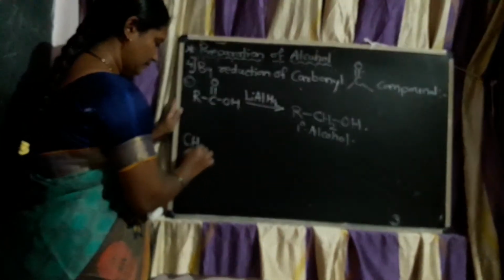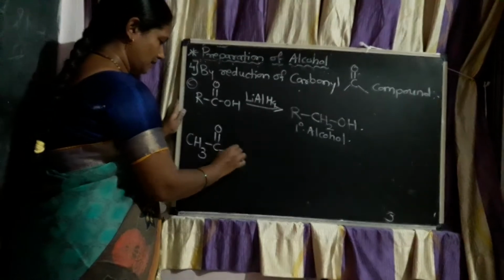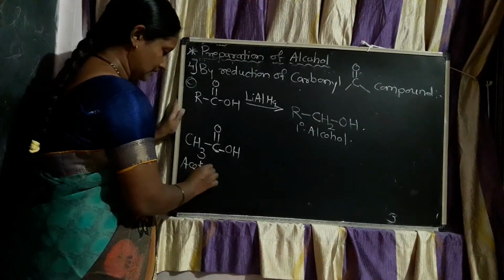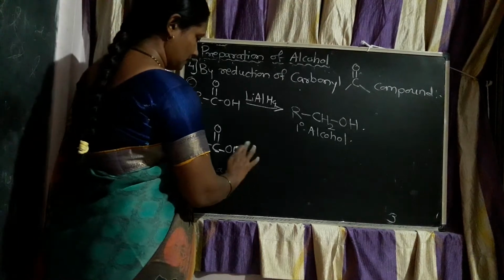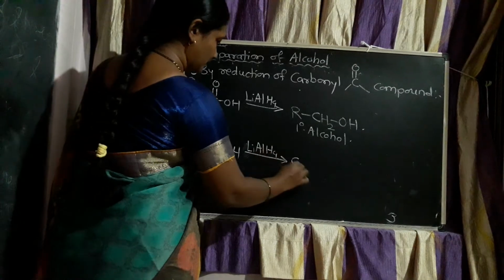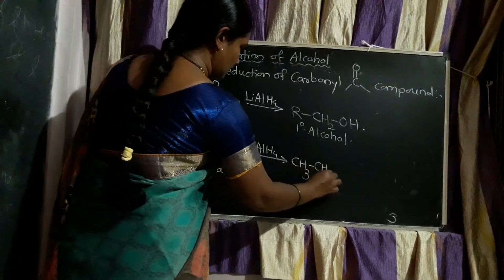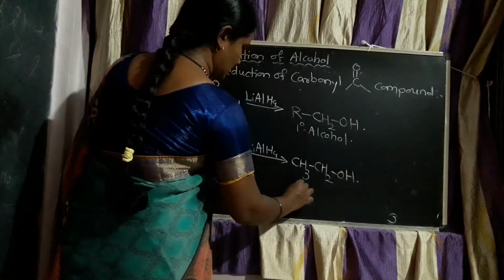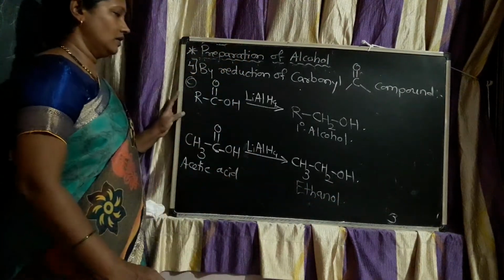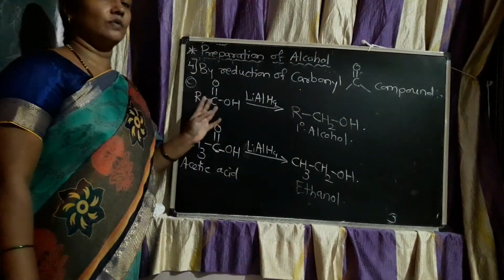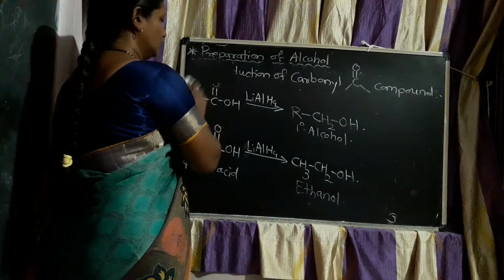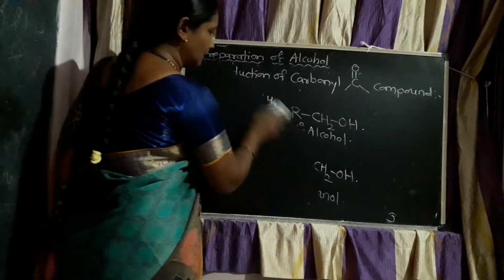Now the example, CH3 C double bond OH. This is acetic acid. On a strong reducing agent, LiAlH4, here is the formation of CH3CH2OH, ethanol, a primary alcohol. Now in this, from the three sub-reactions, from aldehyde, from ketone, from carboxylic acid, we can prepare the alcohol. Now the fifth preparation, that is from Grignard reagent.